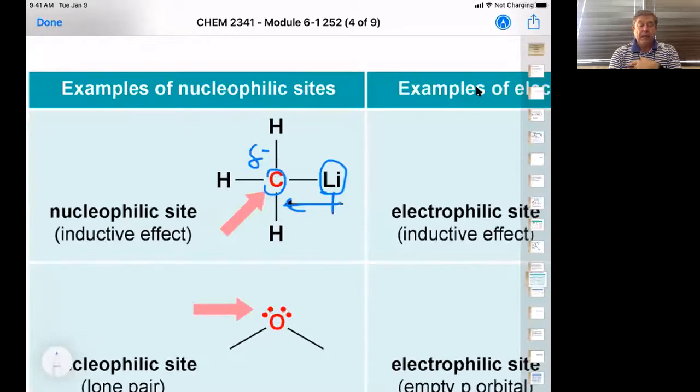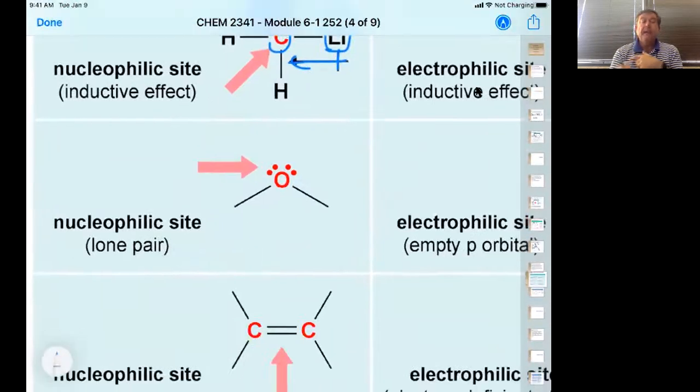Okay. Now, another nucleophilic site is if you already have a pair of electrons in a lone pair. Okay. Think Lewis base. Remember, those electrons could accept a proton on water to make that hydronium ion. So look for lone pairs. That's another great place. Okay.